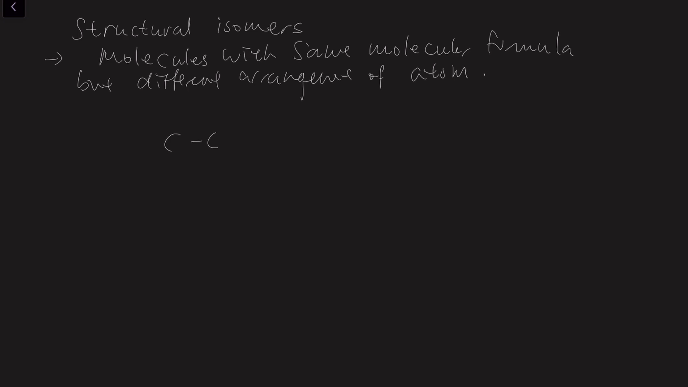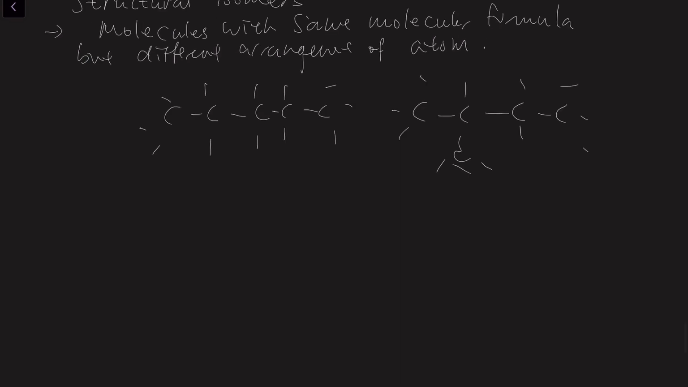So you can have something like this, or you can have something like this. So they all have the same amount of carbon and hydrogens, but different arrangement. So one is a straight line, the other one has a branch. So this branching is only possible if you have more than 4 carbons. 4 or more carbons, I should say.